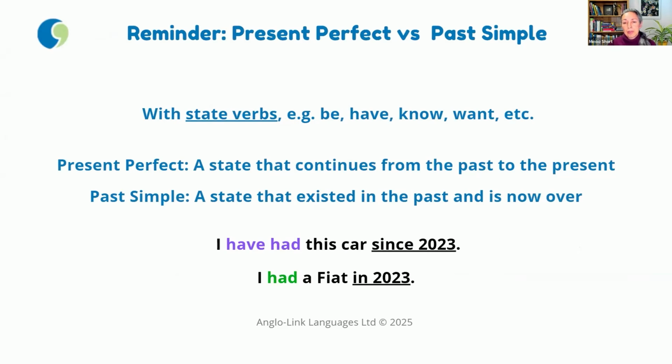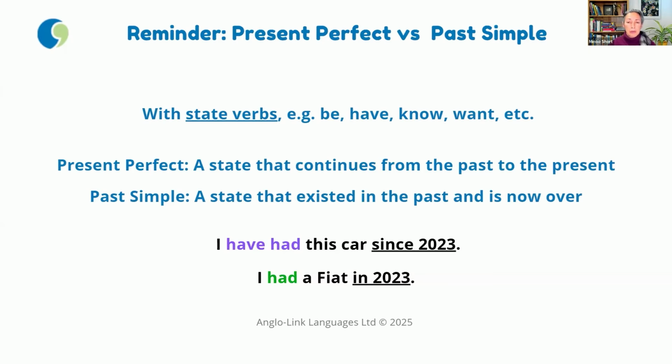We looked at the difference between present perfect and past simple. And we said that when we use these two tenses with state verbs, they have a different idea than when we use them with action verbs. So with state verbs, the present perfect is a state that continues from the past to the present, whereas with past simple, it is a state that clearly existed in the past and is now over. So we had the example, I have had this car since 2023, but I had a Fiat in 2023.